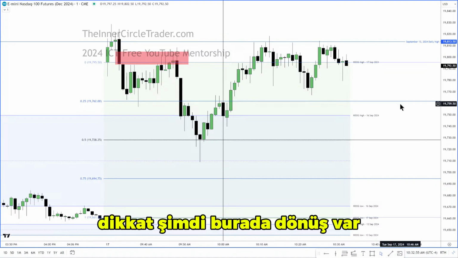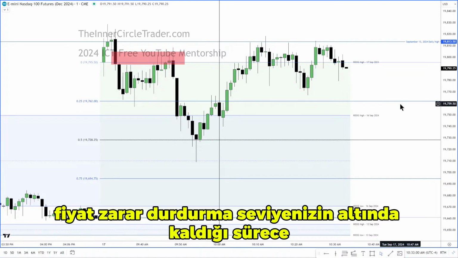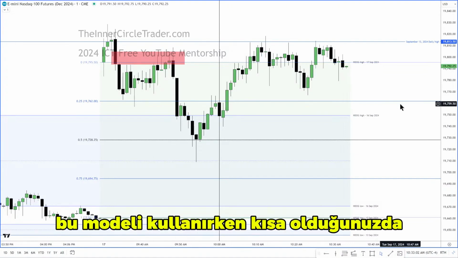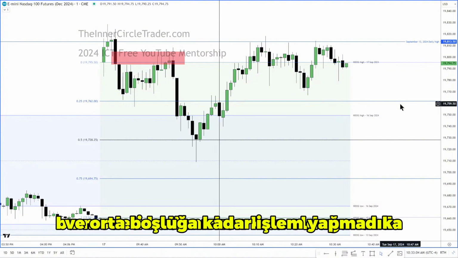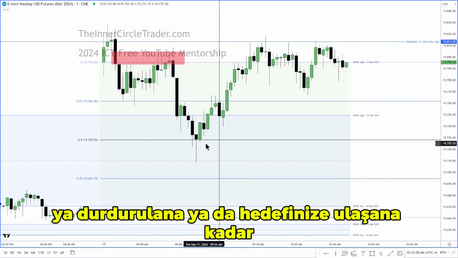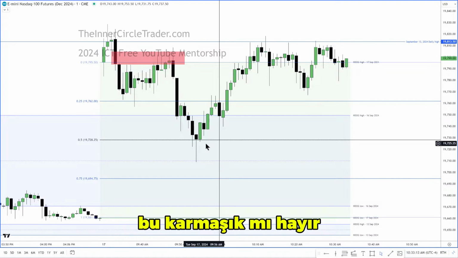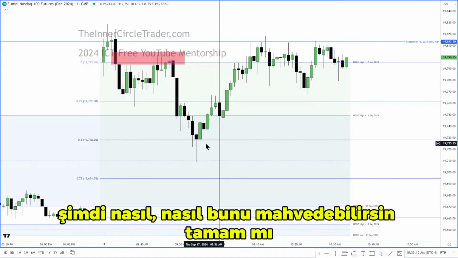Caveat now. Here's the spin on that logic. As long as price remains below your stop loss when you're short using this model, and we have not traded to the mid gap, you stay with the trade until you're either stopped out or you get your target. Is that complicated? Nope.